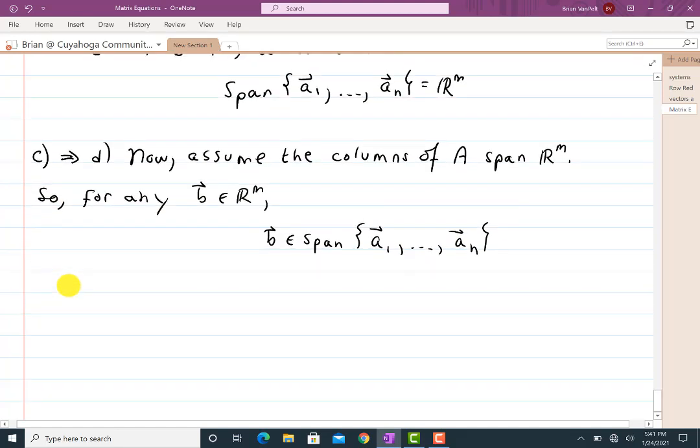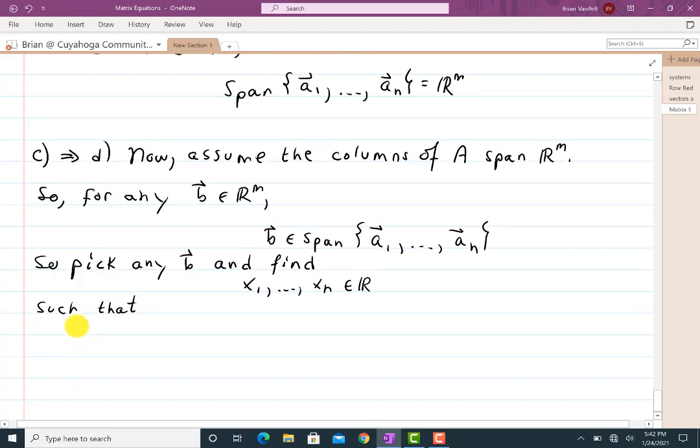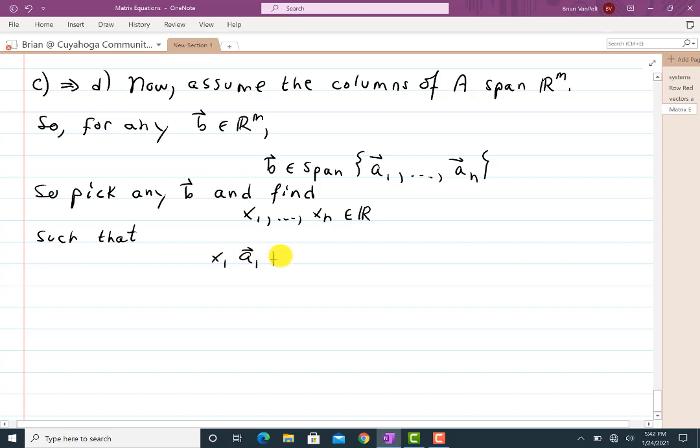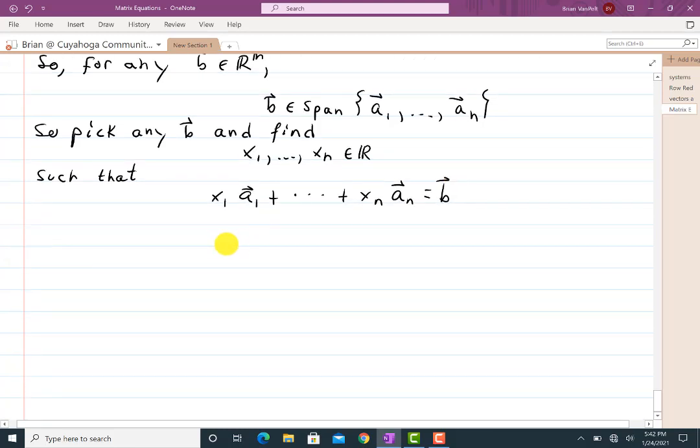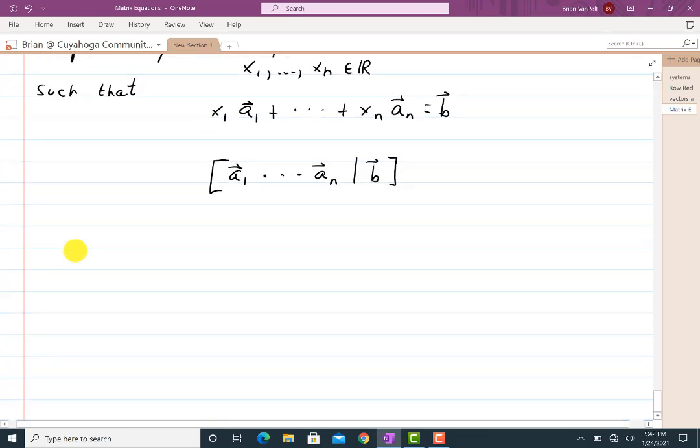So pick any b and find x1 up to xn in R such that... and then what we're going to do is I can immediately go to this kind of a look to it. So I'm looking at A in terms of columns, and then I'll put my b over here on the other side of the augment. Of course, the x1 through xn is some vector, but it doesn't appear when you write the augmented matrix.